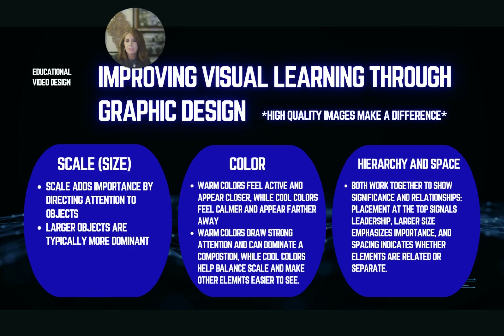So both of these work together to show the importance in relationships. In that placement at the top, usually if you have a visual and it's at the top of a page, that a lot of times will signify or signal leadership. Larger sizes with visuals, they emphasize importance, and then spacing indicates whether elements are related or whether they're separate.